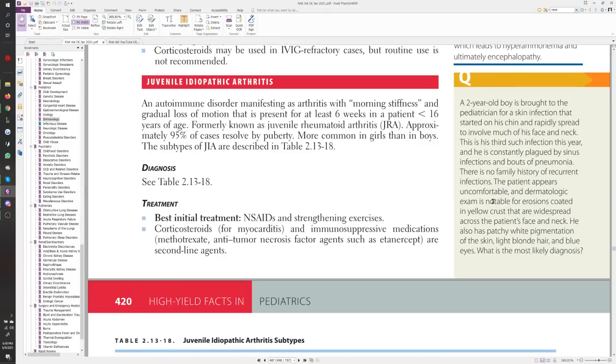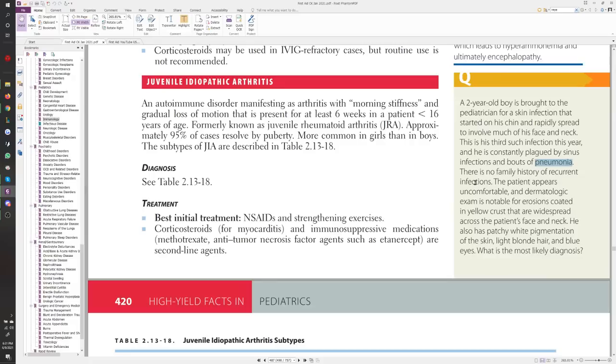And then there's this question over here relevant to some of the topics we've been talking about, and longer than most questions are in the book. So this says a 2-year-old boy is brought to the pediatrician for a skin infection that started on his chin, rapidly spread to involve much of his face and neck. This is his 3rd such infection this year, and he's constantly plagued by sinus infections and bouts of pneumonia. So first thing that should come to mind so far is maybe the child has cystic fibrosis.